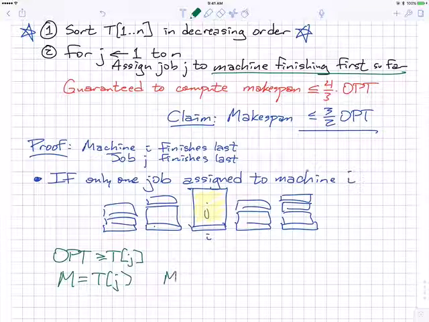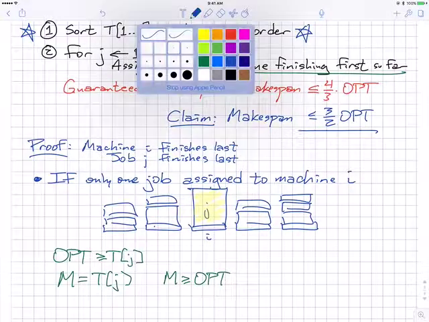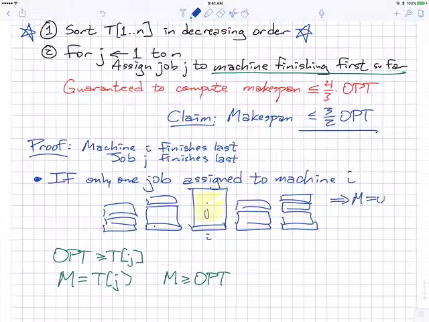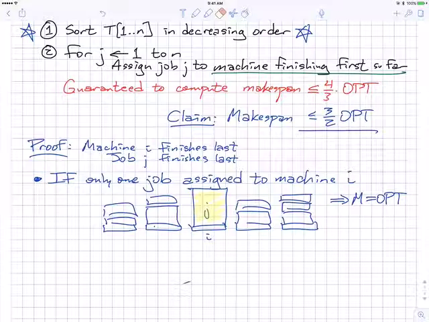But by definition of optimum, M has to be greater than or equal to opt. Optimum is the minimum possible makespan, so it could be M or it could be smaller, but it can't be bigger. And if I put these three inequalities together, I end up showing that all these three things are equal. So in this particular case, I actually have M equal to opt. The schedule is in fact optimal, and so I don't have to think about this case anymore. I've proved the claim for this particular case by proving something stronger.